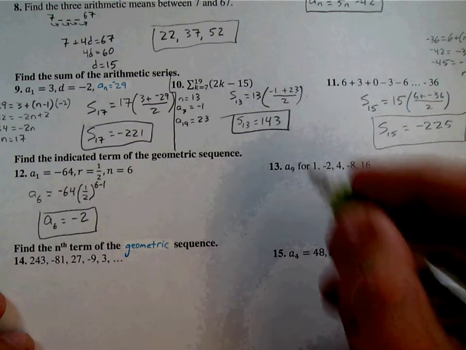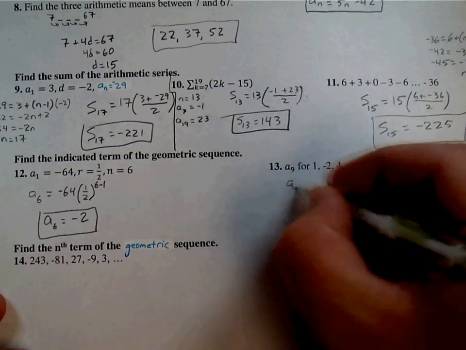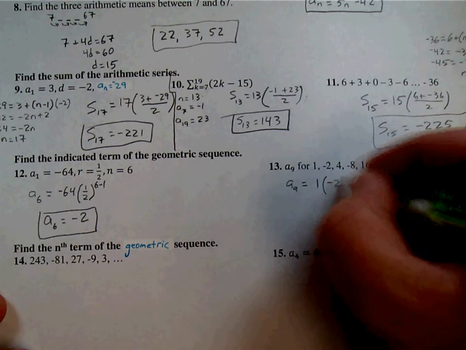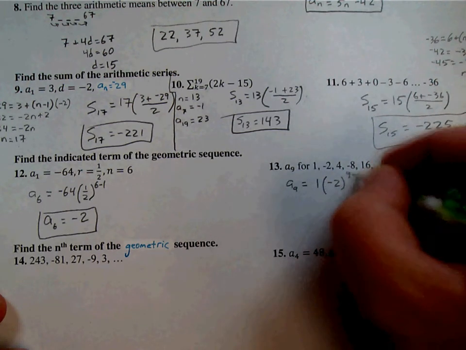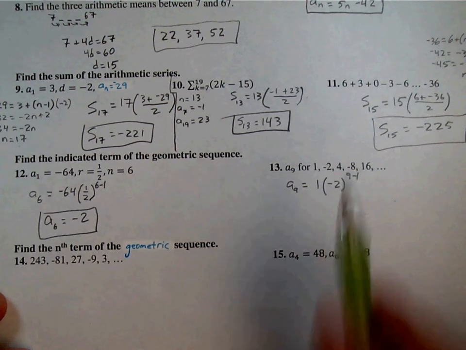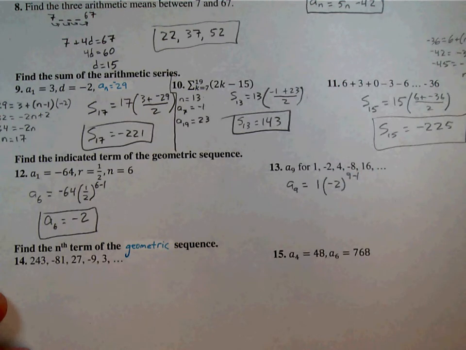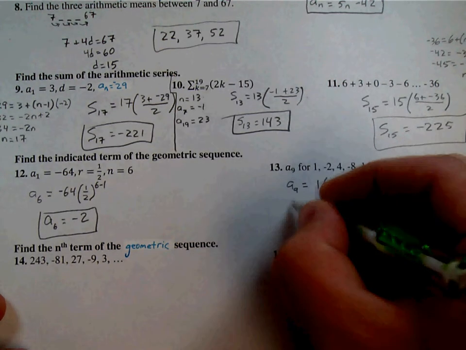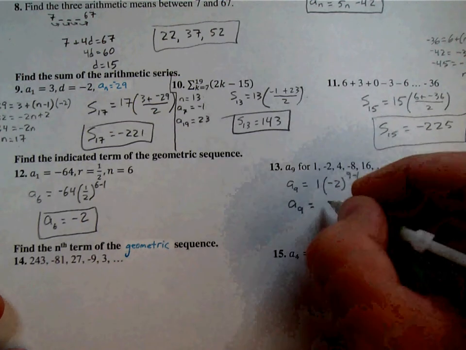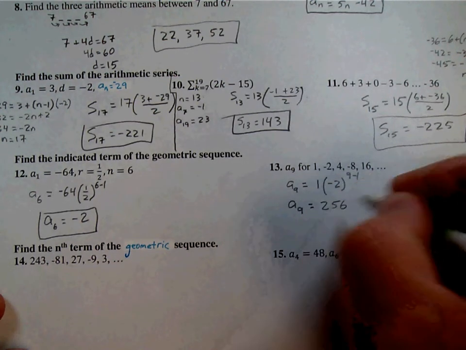Number 13, I'm looking for the ninth term. First term is 1. Looks like we're multiplying by negative 2 to the power of 9 minus 1, which of course is 8. So I'm going to take negative 2 to the power of 8. Make sure that you put negative 2 in parentheses before you take it to the power of 8 so that your sign is correct. If you don't do that, you may end up with the incorrect sign. Now in this case, we get a total of a positive 256.